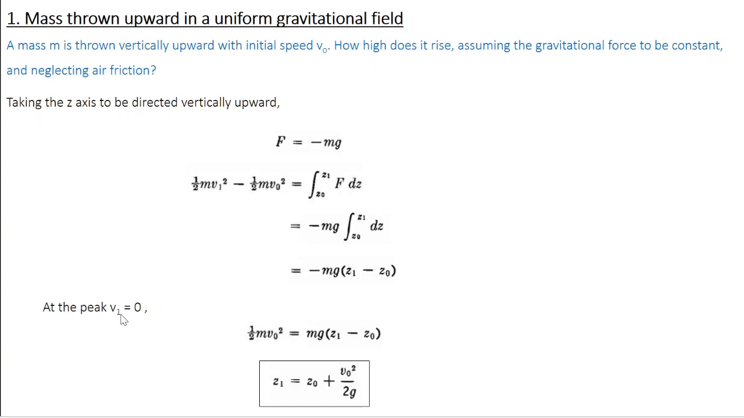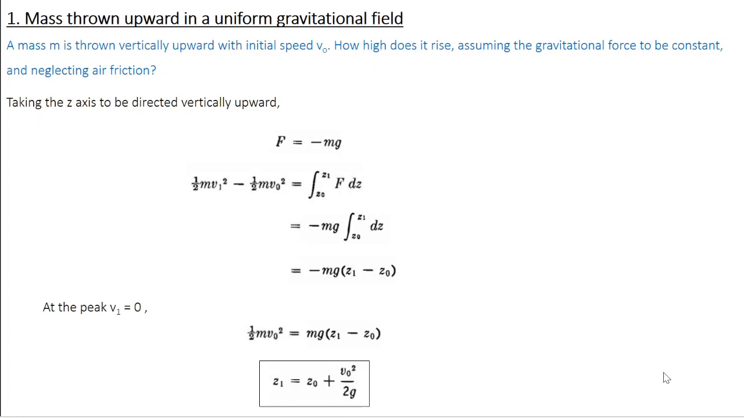So I can put this condition into my equation now. So in this equation, half m v1 square, this term vanishes. So I have minus half m v0 square equal to minus mg times (z1 minus z0). You can cancel the negative sign on either side. So you have half m v0 square equal to mg times (z1 minus z0). From this, when you rearrange terms, you get the maximum height z1 equal to z0 plus v0 square divided by 2g.